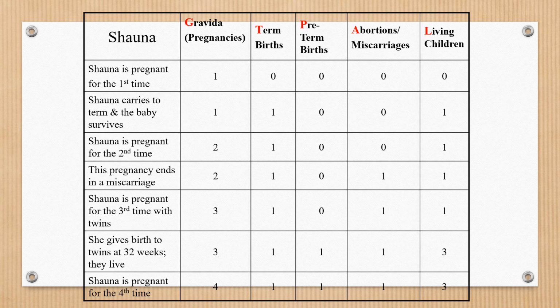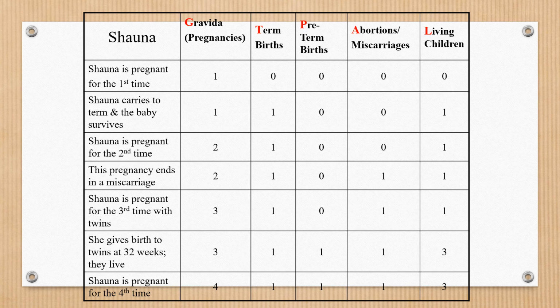Now this one ends in a miscarriage though. So now we're going to put a mark under abortions and miscarriages. She still only has 1 living child. She still only has 1 that went to term, and she's been pregnant twice. So now she's a 2, 1, 0, 1, 1. Now she gets pregnant a 3rd time, but with twins, okay? While she's pregnant, we still call her a 3, because she's had 3 pregnancies now. Still only 1 went to term, none preterm. She has that 1 abortion from pregnancy number 2, and 1 living child at home.